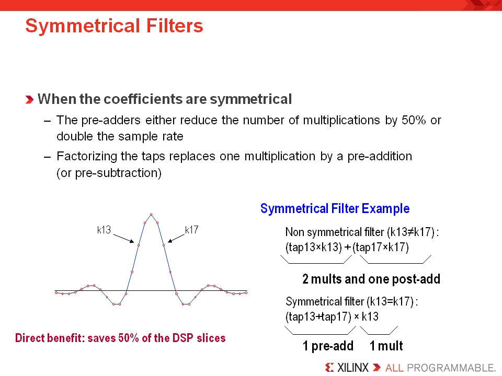In this example, if the K13 and K17 coefficients are not identical, then the filter must contain 2 multipliers and 1 adder, which requires 2 DSP slices. But if the filter function is symmetrical, then K13 would equal K17, so we can use the pre-adder to add the 2 data samples together before they're multiplied by the coefficient. This can all be performed in a single DSP slice using the pre-adder.